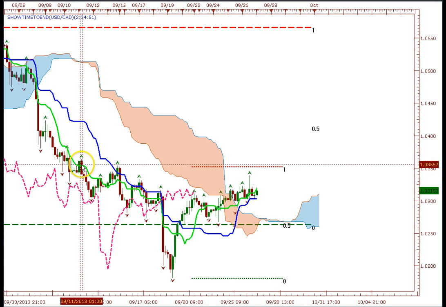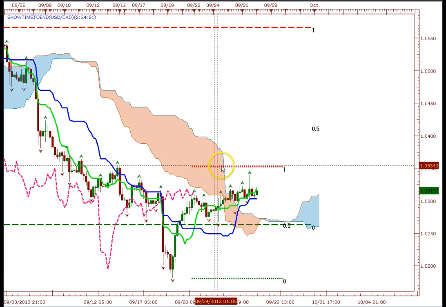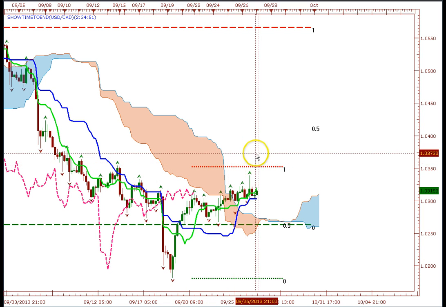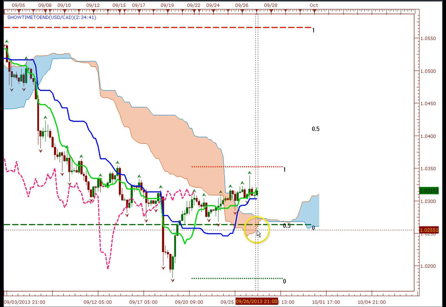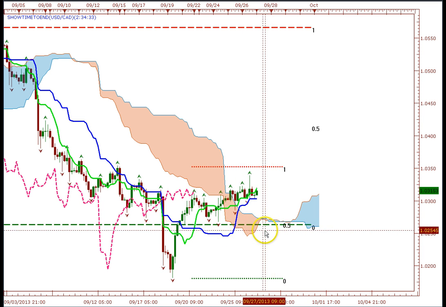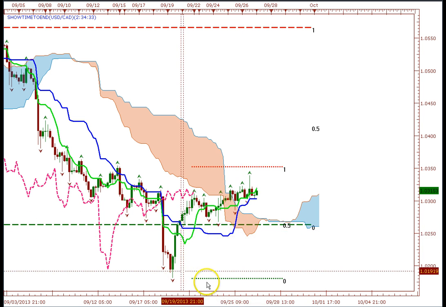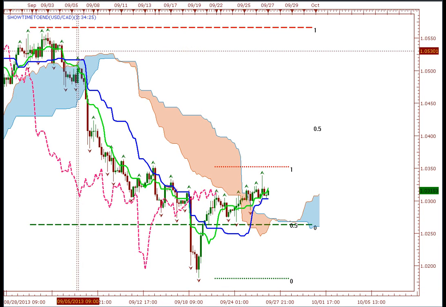But I want to break this level here, the top of this level here. Once we break this level, then we could look for the long trade. Now I'm not looking for anything short until we break this level and get below this previous month's low. So we get below that previous month's low, and then we could see a short opportunity here down to this level.